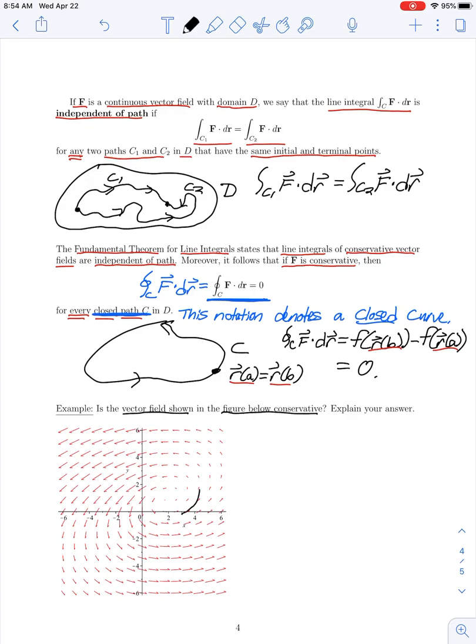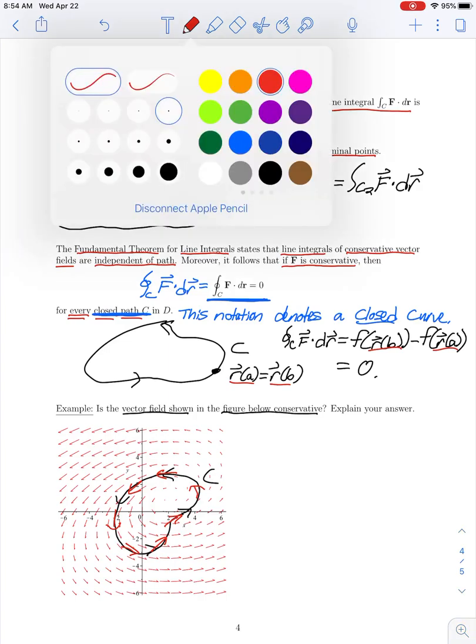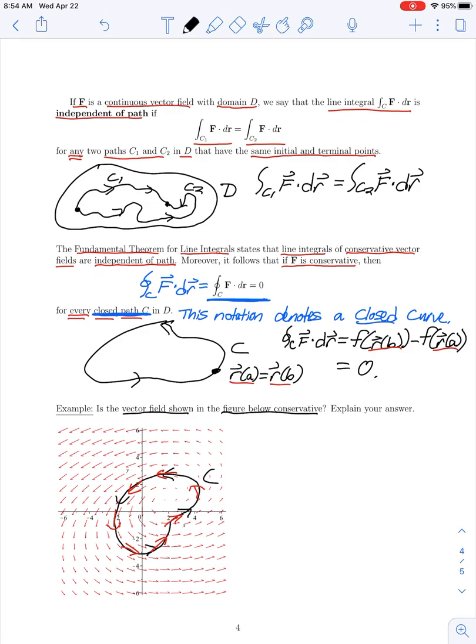So say that we start here, and we're considering the path described here, traversed in this order. Let's call this curve C. So we can see that for our vector field, as we are traversing this curve, we are always moving in the direction, or along the direction, of these vector field arrows. So this line integral would be positive.